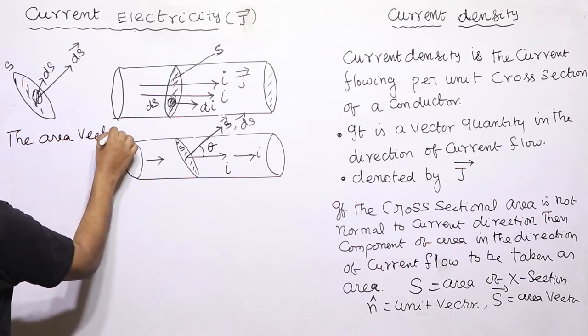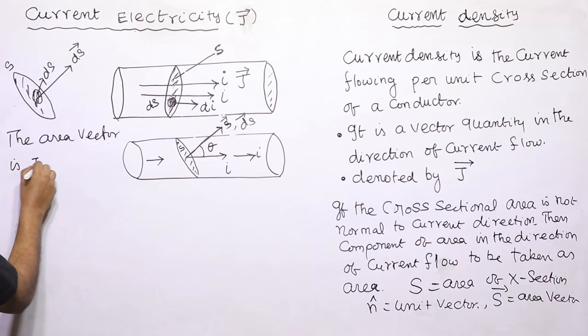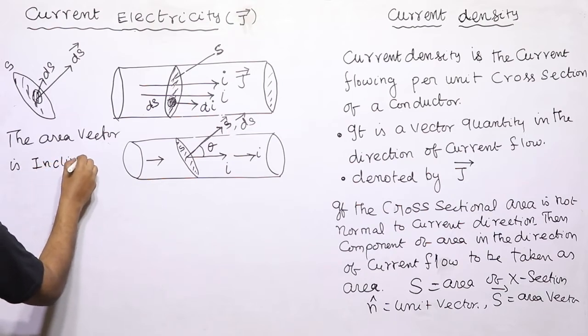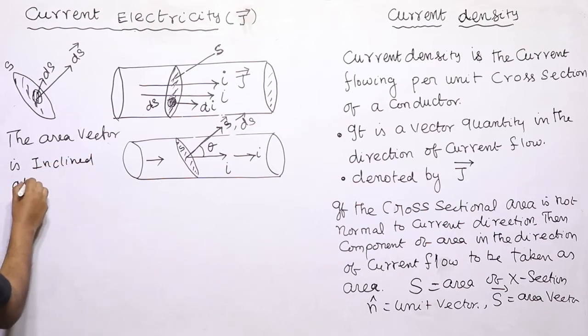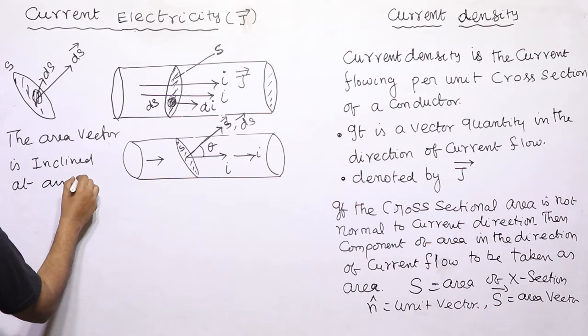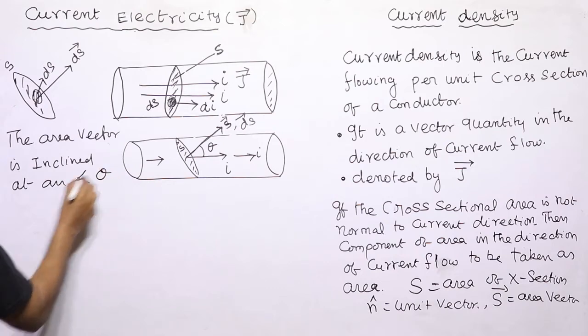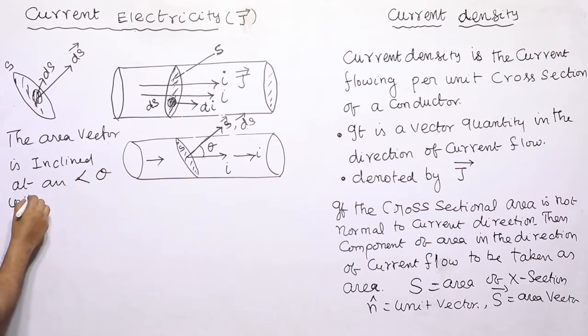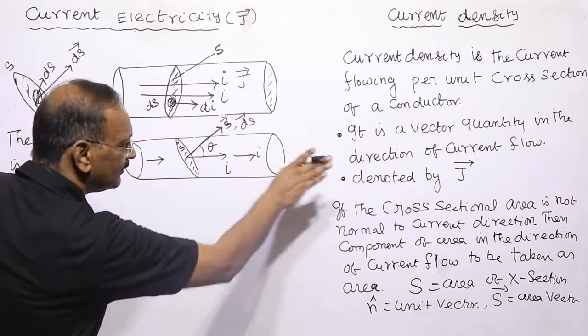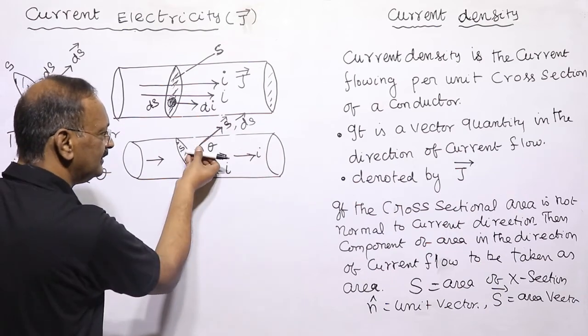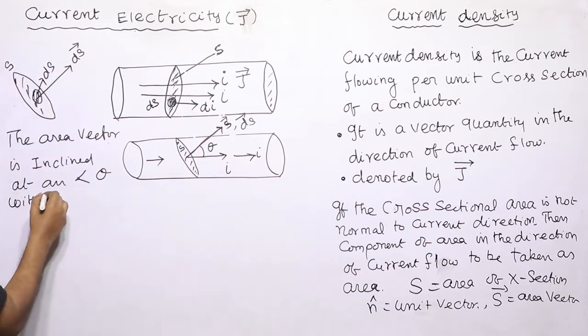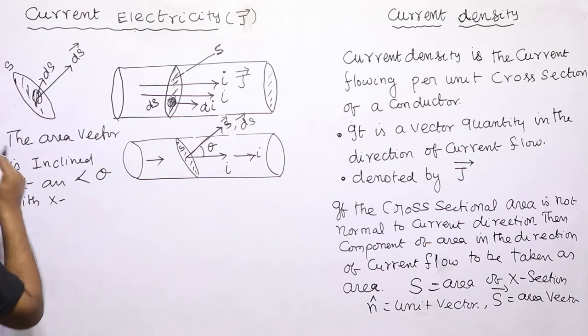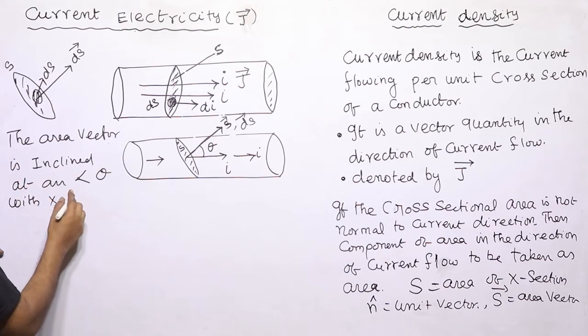Okay, now this area vector is inclined at an angle theta with respect to the direction of current flow. This is the ds vector, and this is the direction of current flow with the cross sectional area, we can say cross sectional with the direction of current.